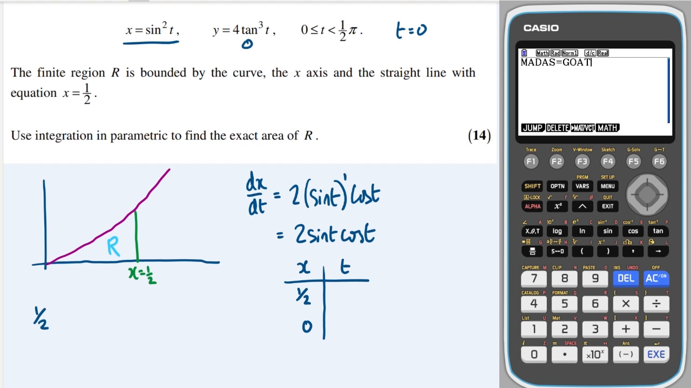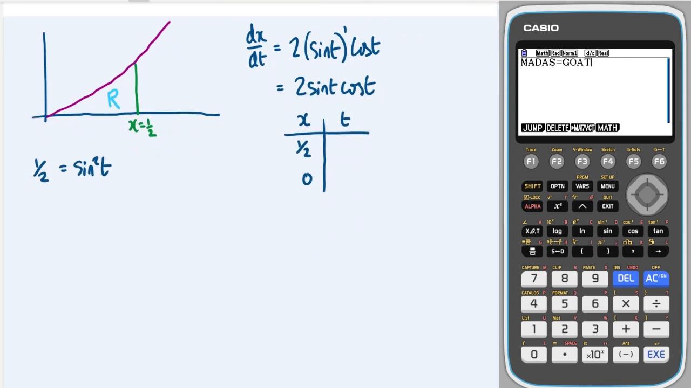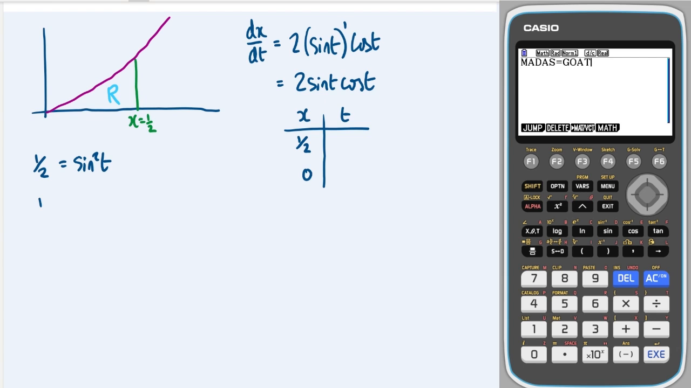So I'll start by saying 1/2 is equal to sine squared t. Square rooting gives me 1 over root 2 is equal to sine t. And arc sine of 1 over root 2 is pi over 4. So we get pi over 4 as our limit there. And then I also need to do 0 is equal to sine squared t. And we know this just gives me t equals 0, because sine is 0 when the input is 0.